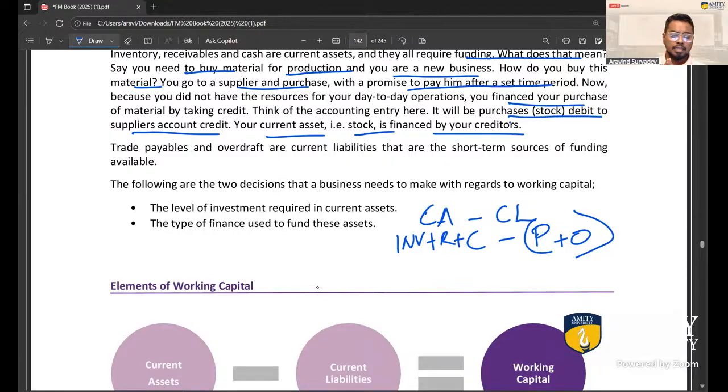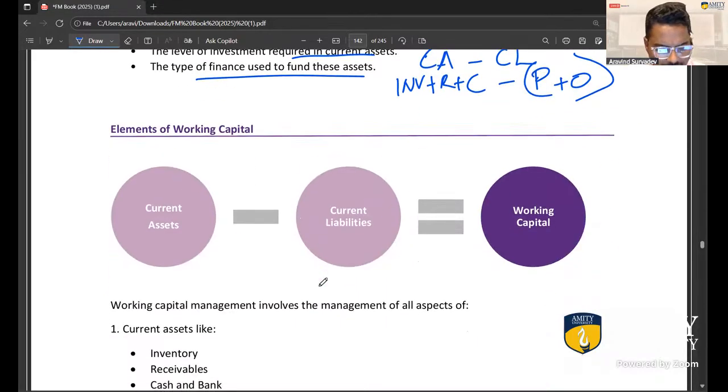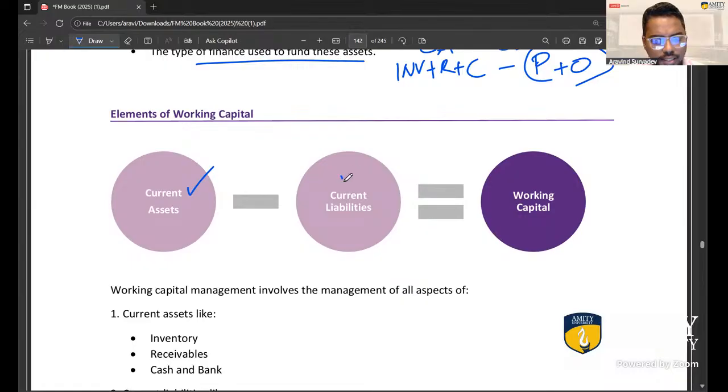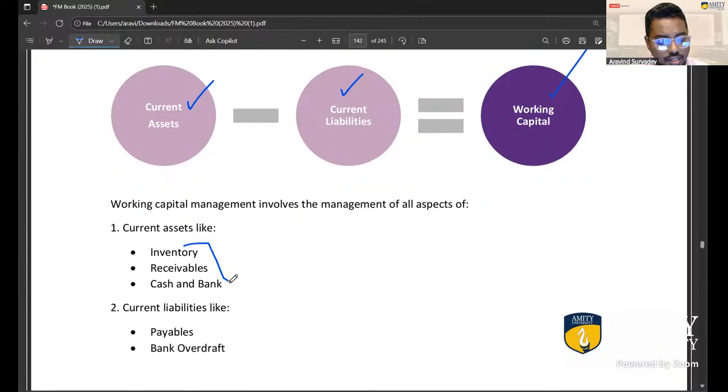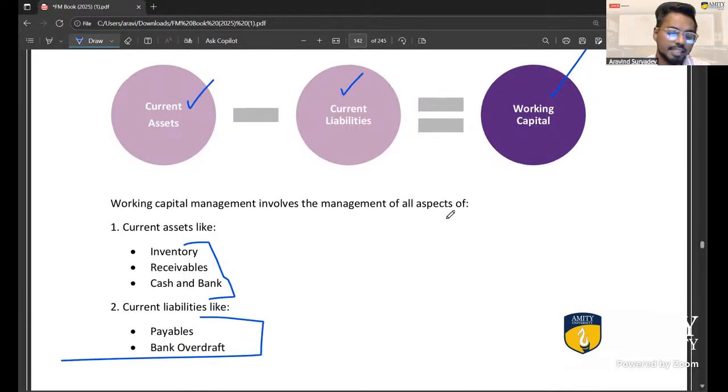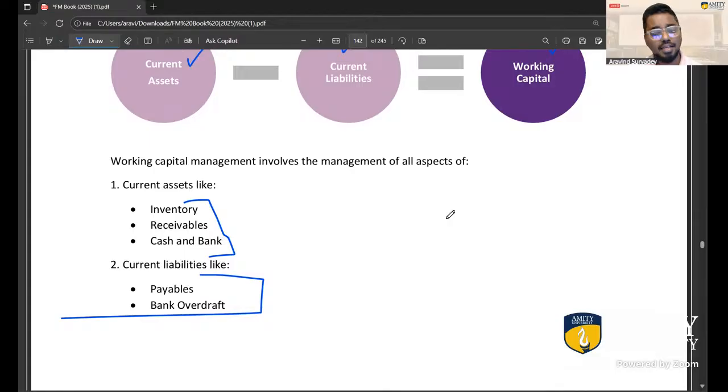Now, the following are two decisions that a business needs to make with regards to working capital: the level of investment required in current assets and the type of finance used to fund these assets. Yes, absolutely. Very important. So, check it out. Elements of working capital: current assets minus current liabilities is equal to working capital. Correct. And what are these current assets? Inventory, receivables, cash, and bank. What are current liabilities? Bank overdraft and your payables.